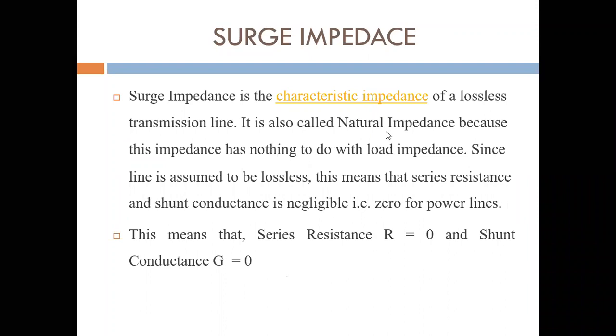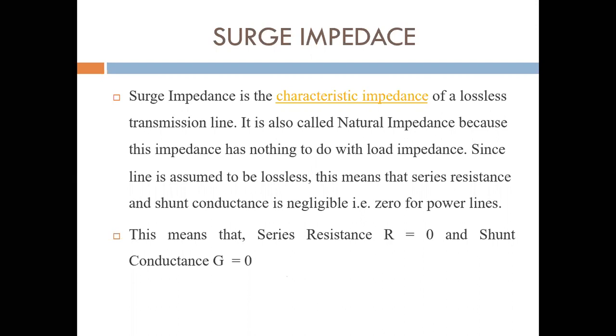It is also called the natural impedance. The surge impedance is called the natural impedance because this impedance has nothing to do with the load impedance. Since the line is assumed to be lossless, it is called the characteristic impedance.